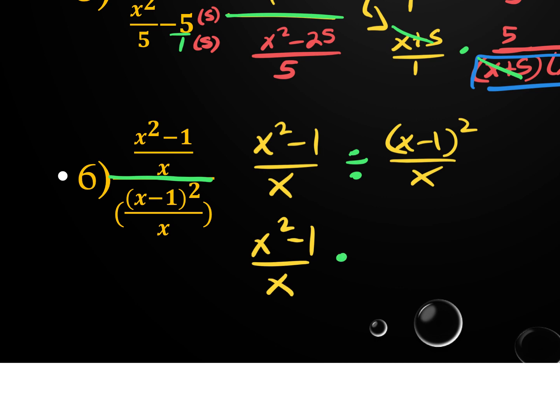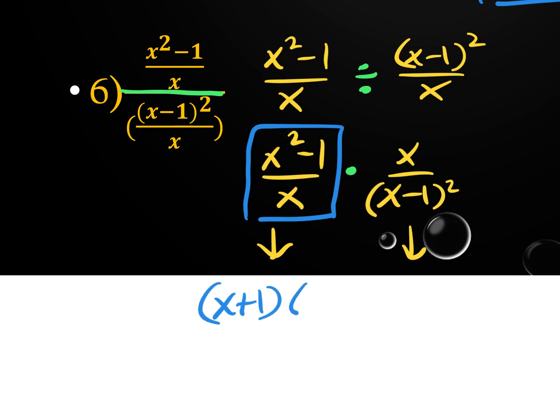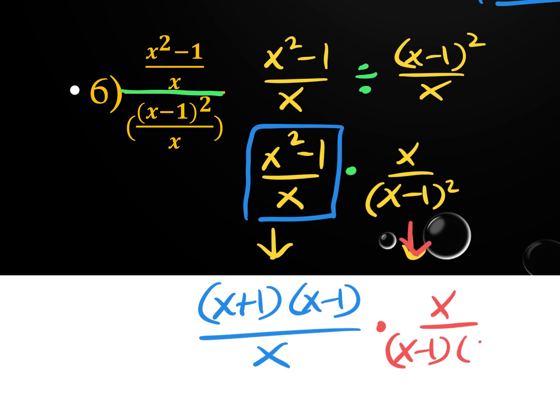it to multiplication, flip upside down, and now I'm going to factor it, and I'm also going to take that binomial squared, and I'm going to write it out 2 times. So right below here is where I'm going to continue working. So I'm going to go ahead and factor this one. It becomes (x plus 1)(x minus 1) over x. And then this one, I'm going to go ahead and take that binomial squared and write x minus 1 twice. It'll make it easier when I go to look for things to simplify.